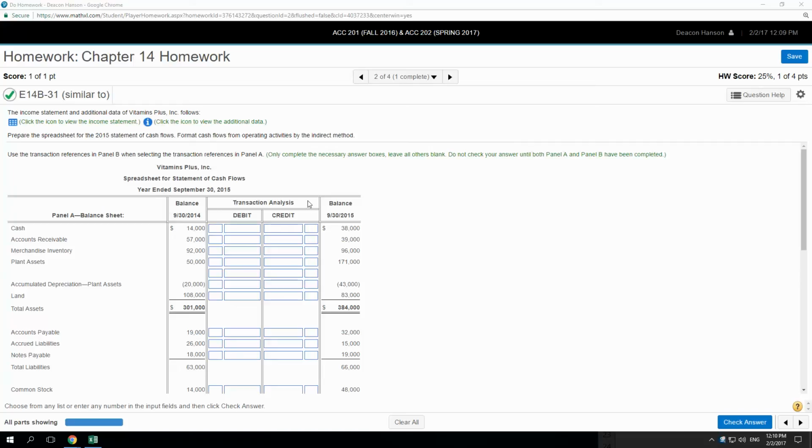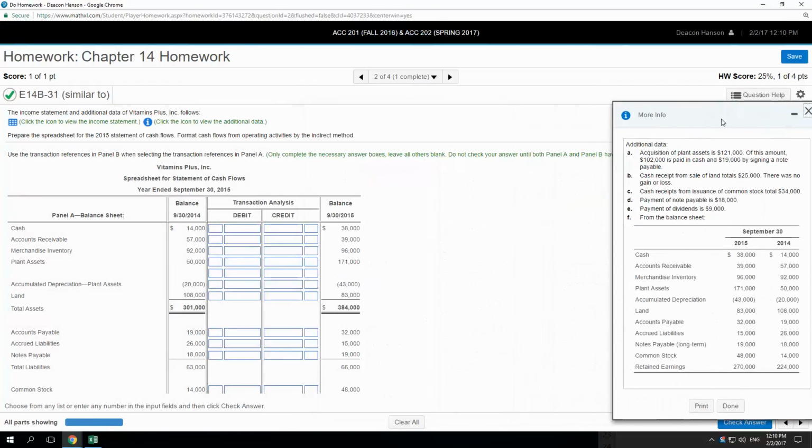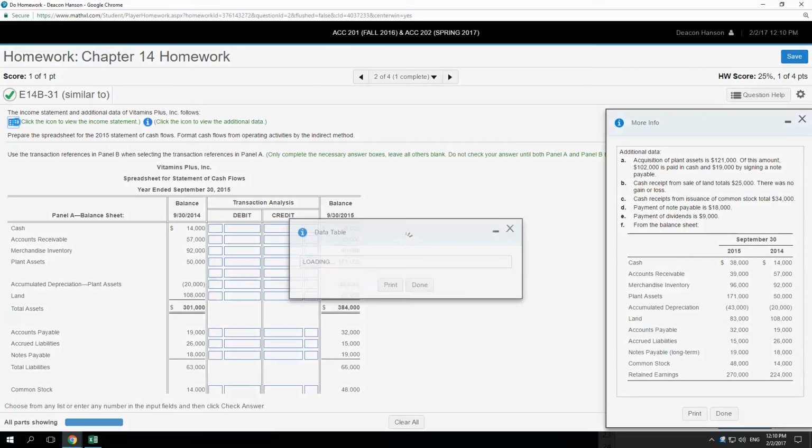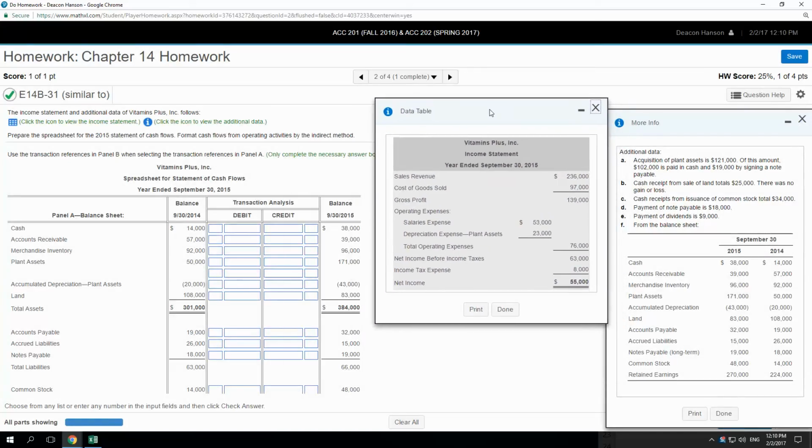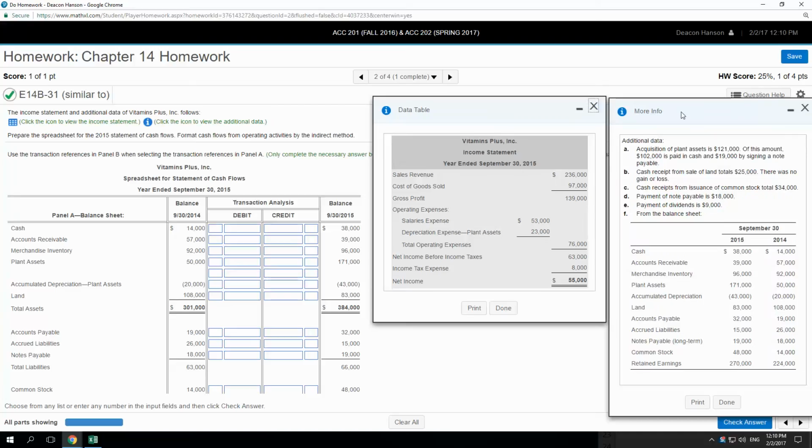Okay. So what we want to do is get the changes, but we're going to be looking at this additional information and this income statement data. So really, we're doing the cash flow statement. The first thing I'm going to do is figure out what the change in cash is. Change in cash goes from 14,000 to 38,000. So what is that going to be? A 24,000 increase. So I'm going to call that 24,000. That's my increase in cash.